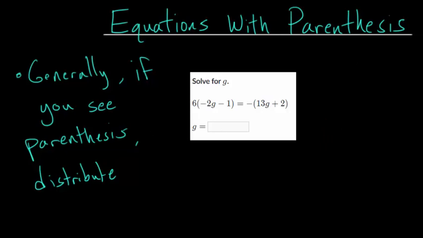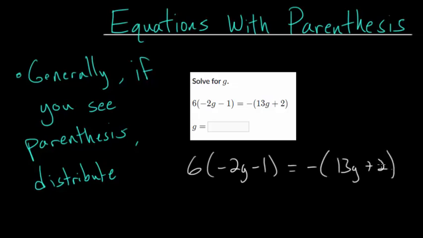So let me first rewrite this so that we can start working on it. So we have 6 parentheses minus 2g minus 1 equals minus parentheses 13g plus 2. So we're going to distribute. The 6 is going to distribute to both of these terms. And remember, distribution is just multiplication. So we'll do 6 times this first term, minus 2g. So that would be minus 12g. And then we have 6 times minus 1, which would be minus 6.